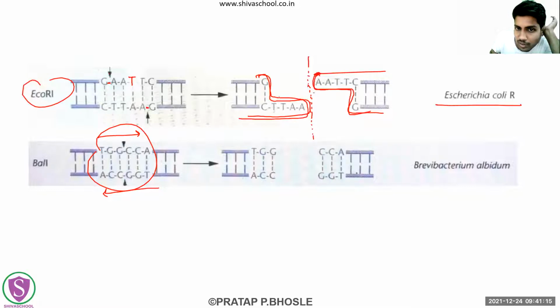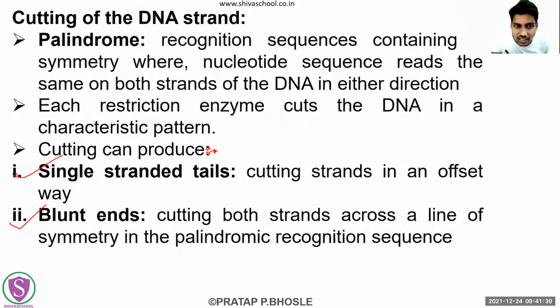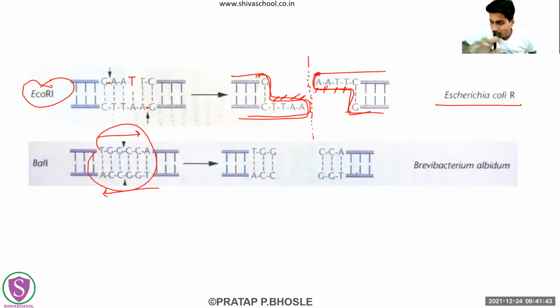There will be a lot of bonding that may happen with this. Adenine, 4 bonds can be formed here also. So the bonding chances are higher here. This kind of cutting, which is unequal cutting of both of the strands, is called the sticky end. It is going to produce single stranded tails, cutting strands in an offset way. It is cutting in a different way here, right?